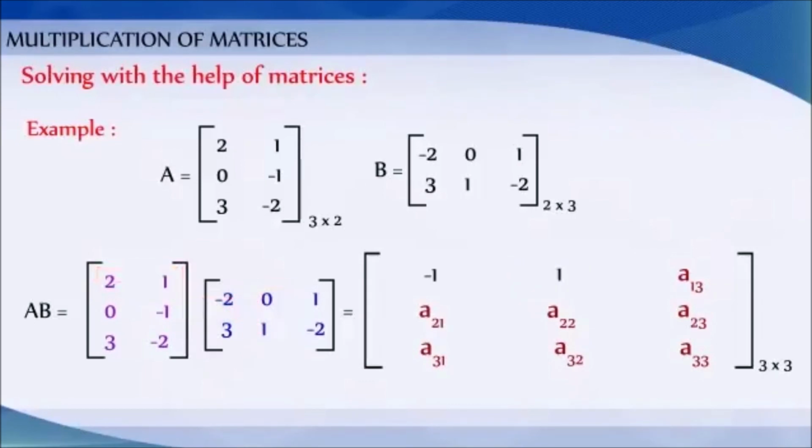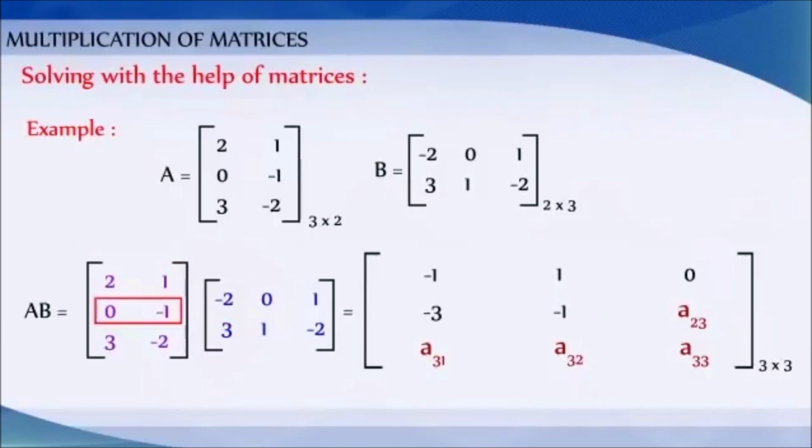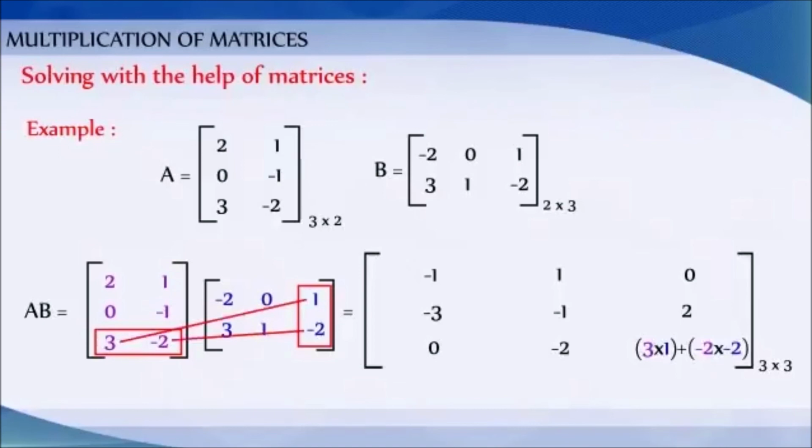Similarly, we can find all the elements of the product matrix AB. The element a23 is obtained by multiplying the second row of the A matrix with the third column of the B matrix, and the element a33 is obtained by multiplying the third row of the A matrix with the third column of the B matrix, and so on.